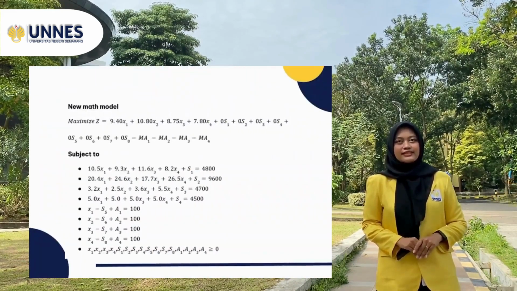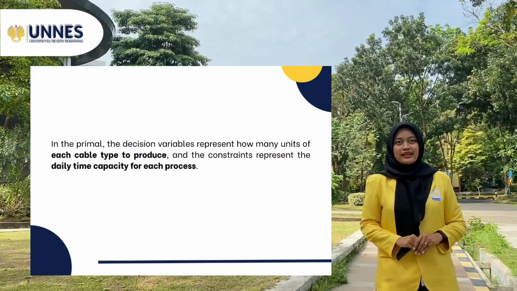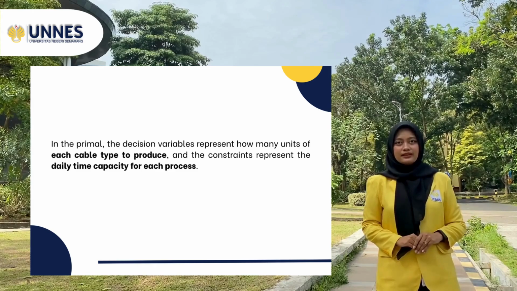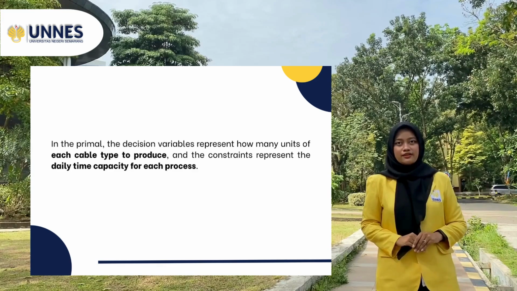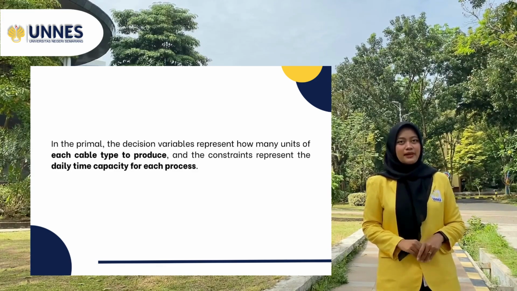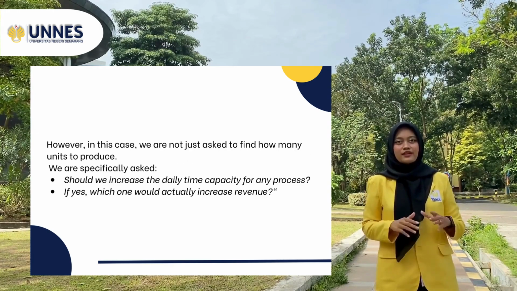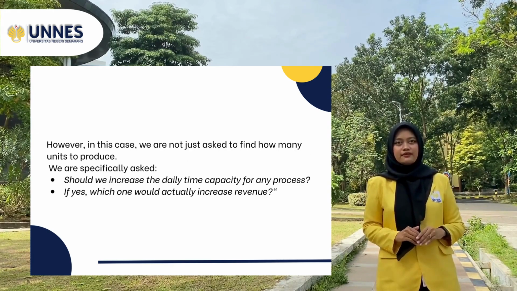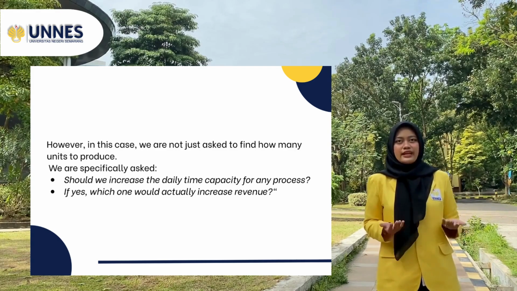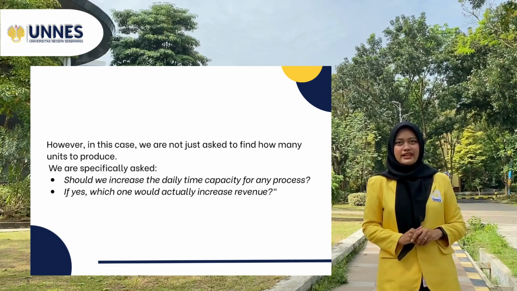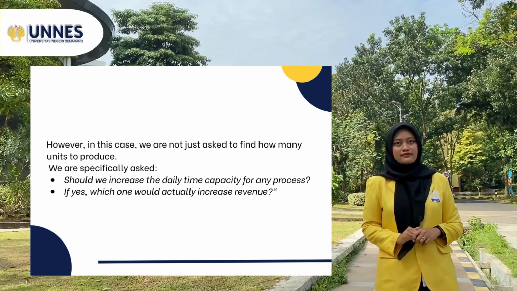This situation is first modeled using a primal program or a simplex method. In the primal, the decision variable represents how many units of each cable type to produce, and the constraint represents the daily time capacity for each process. However, in this case, we are not just asked to find how many units to produce, but we are specifically asked, should we increase the daily time capacity for any process? If yes, which one will actually increase the revenue?